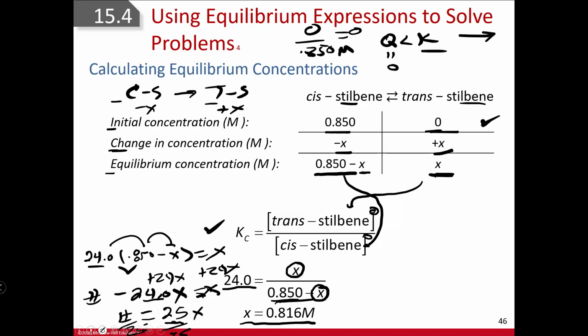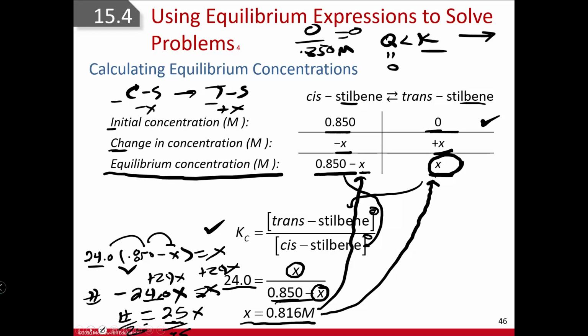Now, you're not done at this point. You've got to read the question. If they want to know what the concentration at equilibrium of the trans-stilbene is, you come back up here and plug it in here. Sometimes this gets complex. It's real easy here, but sometimes it's more complex, so you've got to really make sure you do an ICE table and see what they're asking for. To find the equilibrium concentration of the cis-stilbene, you're going to take that number, plug it in here, and subtract that from 0.850. And that will give you the concentration of the cis-stilbene.